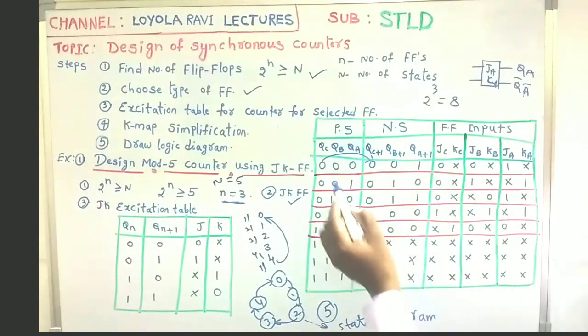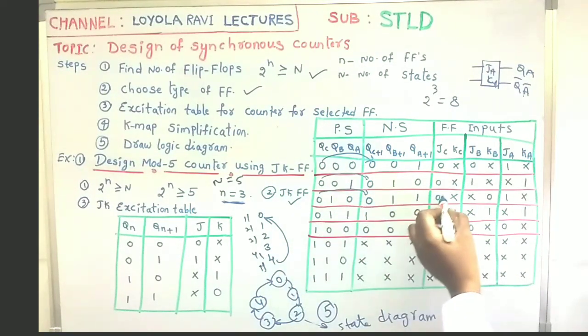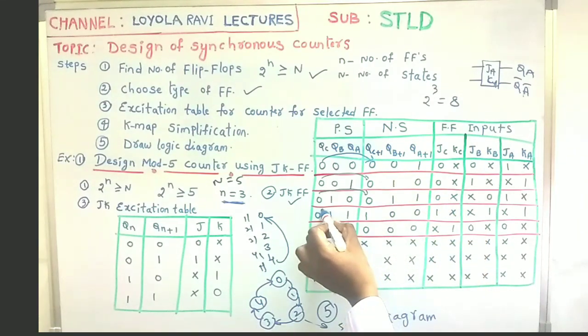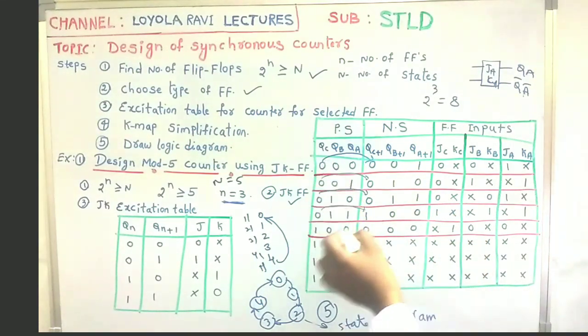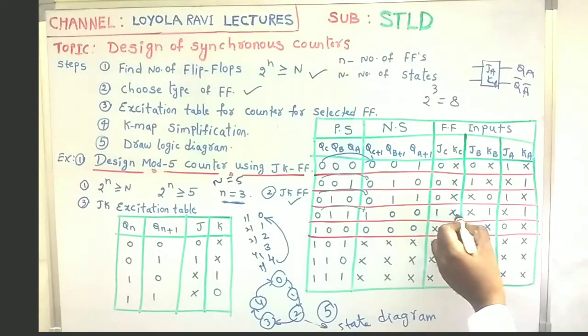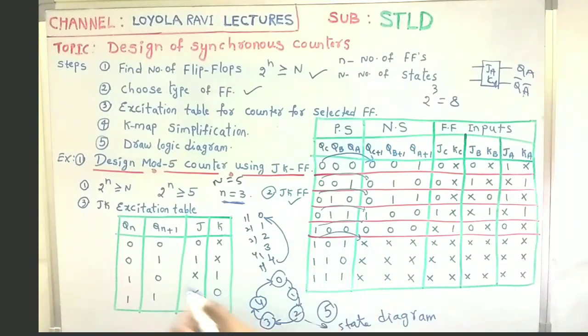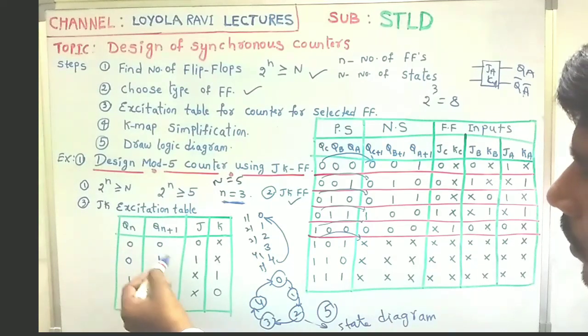Next, 0 to 0 again, 0 don't care. Again 0 to 0, 0 don't care. And 0 to 1: QC to QC plus 1, 0 to 1, 1 don't care. Next, 1 to 0, don't care 1. And 1 to don't care. See here, here 1 to don't care. This state is here; no states are there.